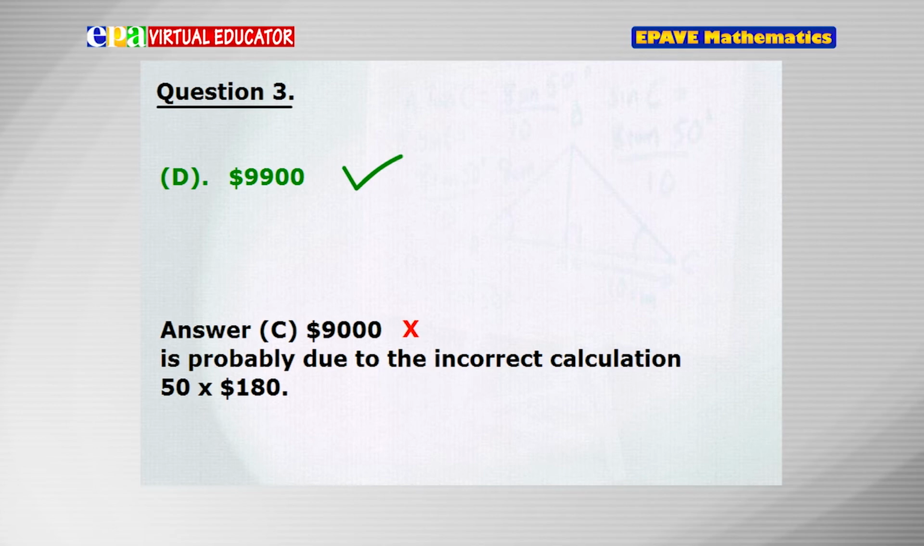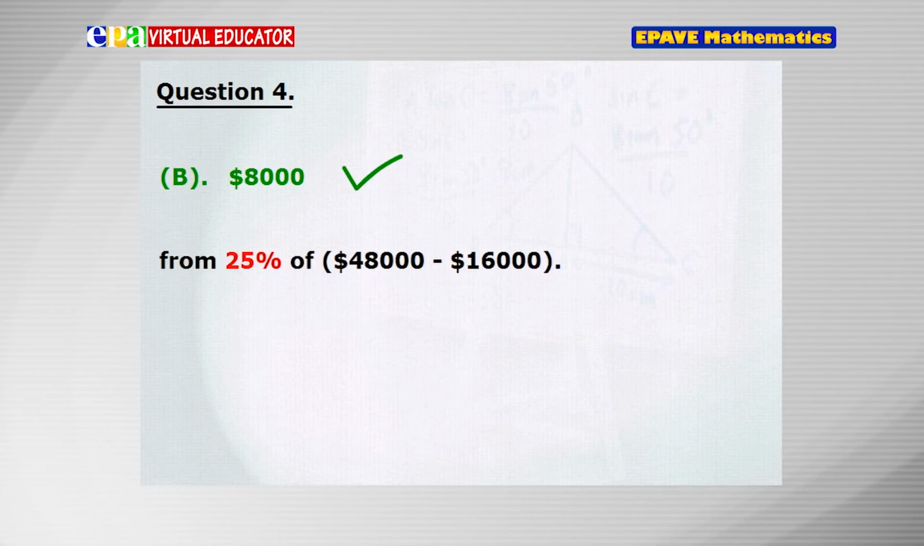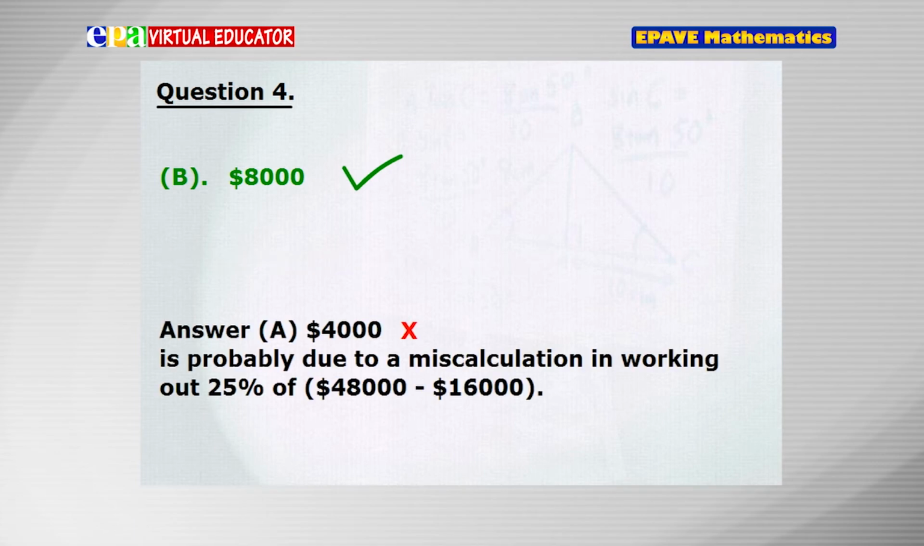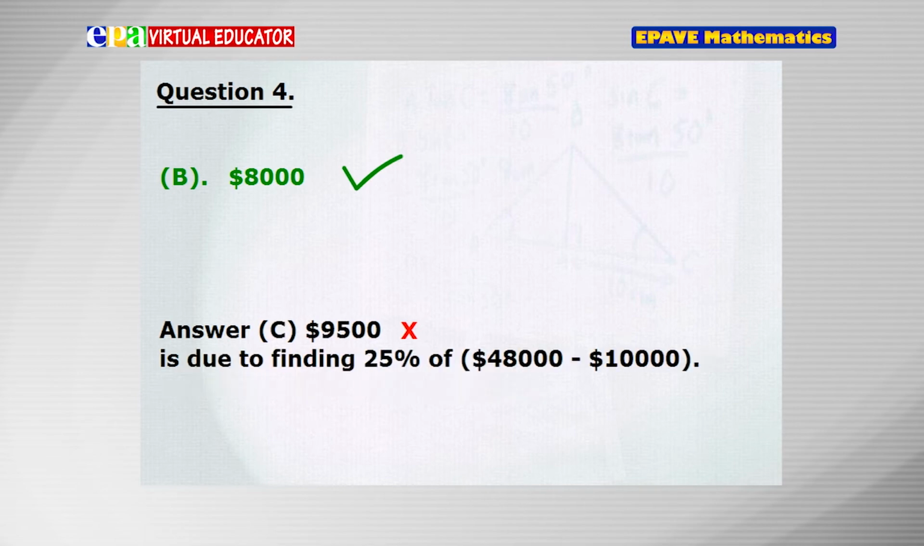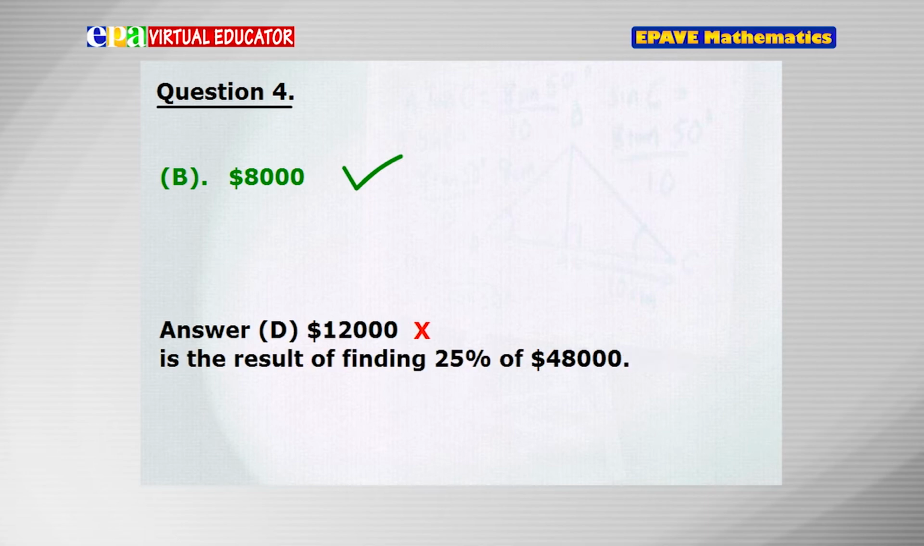The correct response to question 4 is B, from 25% of $48,000 minus $16,000. Answer A is probably due to a miscalculation in working out 25% of $48,000 minus $16,000. Answer C is due to finding 25% of $48,000 minus $10,000. Answer D is the result of finding 25% of $48,000.